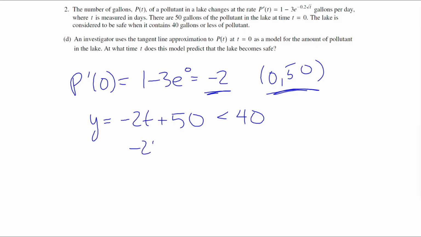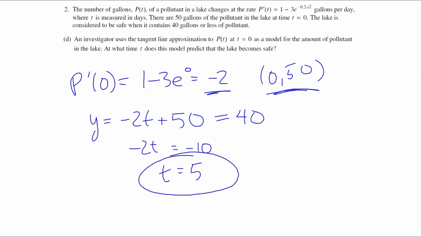50, we get negative 2t. Or really, we're just looking not for when it's less than 40. We just want to know when this hits 40, right? And so we'll just subtract the 50, and negative 2t equals negative 10, and t is equal to 5 is when it hits that value of 40. We knew we were above to start with, so now it's going to be below once we hit t equals 5. And you got 2 points here, 1 for the slope of the tangent line and 1 for the answer.